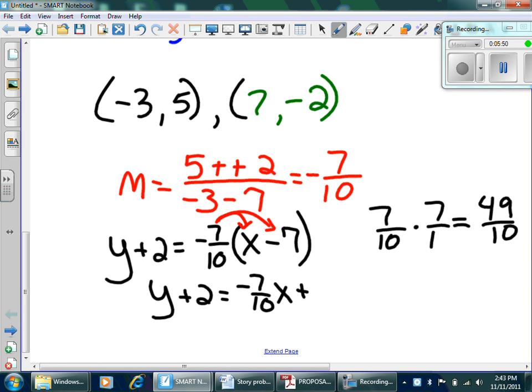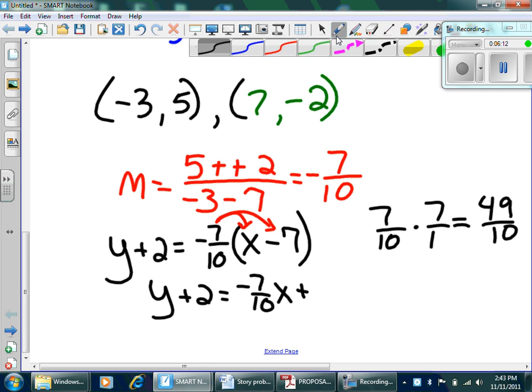I'm not going to write 49 over 10 here though, because that's kind of weird. I don't really know what that is, but I do know 49 over 10. Well, 50 over 10 would be 5. So this must be 4.